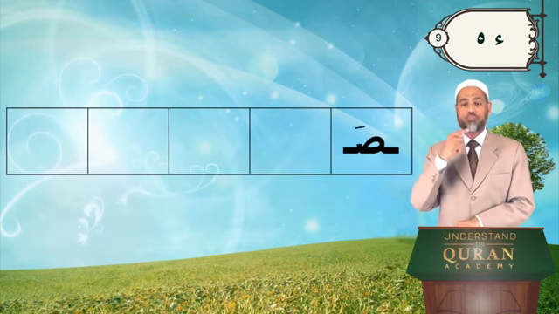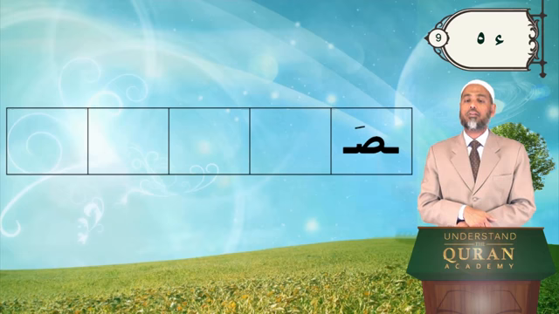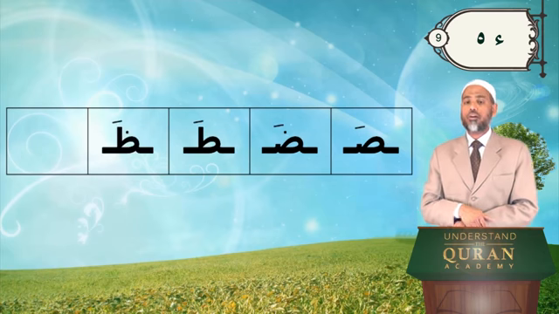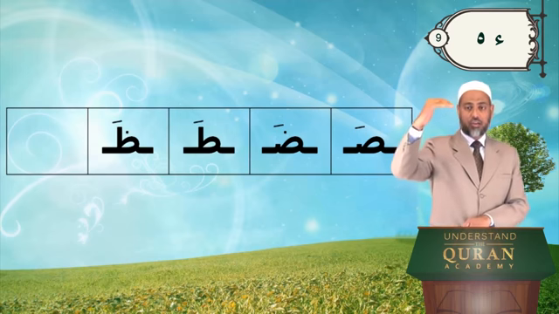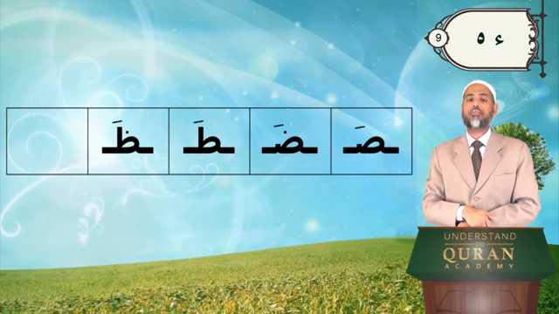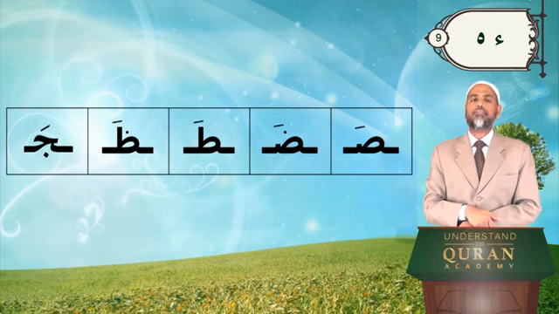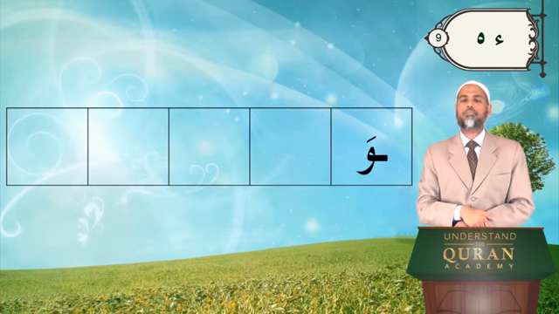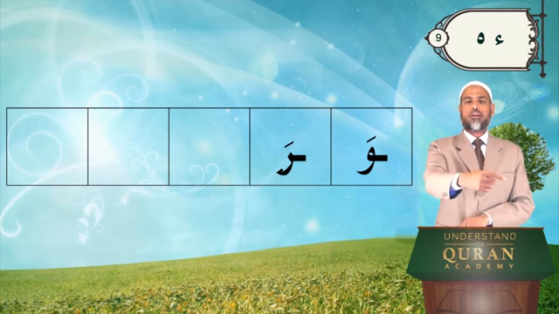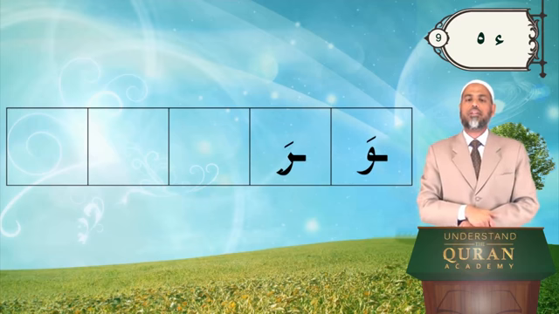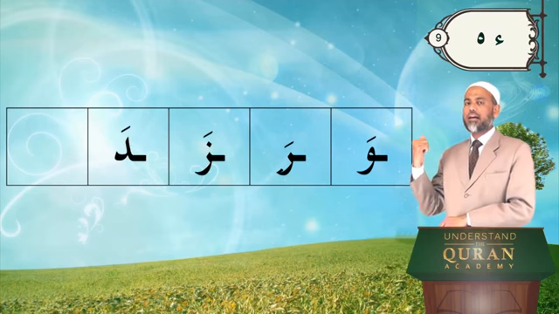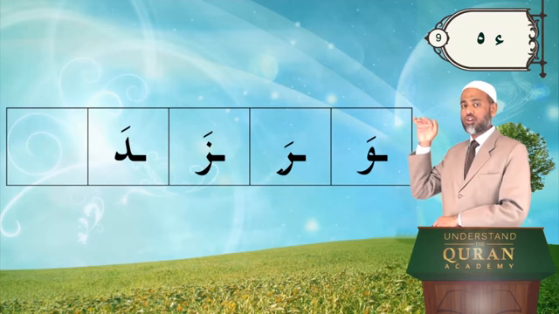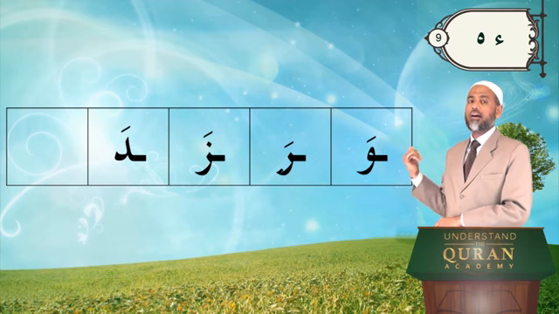Sad, tongue shape, thick. Dad. Ta. Dha. All of these 4 are very thick and high. These are the only 4 which are very thick and high: sad, dad, ta, dha. Ja. Wa. Ra. Ra is thick, it's not high. Za. Dal. Dal has its connector at the bottom. Ra has it at the top. Raza at the top, dal at the bottom.